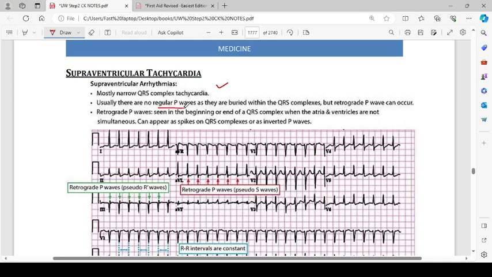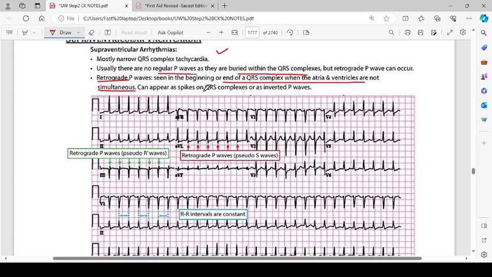Usually there are no regular P waves as they are buried within the QRS complexes. I believe the QRS complexes are happening at such a rapid frequency that the P waves are not evident on the ECG, but retrograde P waves can occur. Retrograde P waves can be seen at the beginning or end of a QRS complex when atria and ventricles are not simultaneous. They can appear as spikes in the QRS complexes or as inverted P waves.